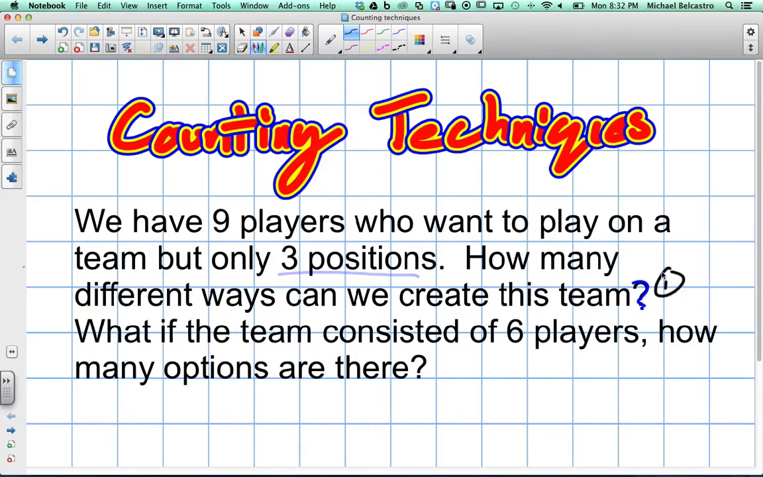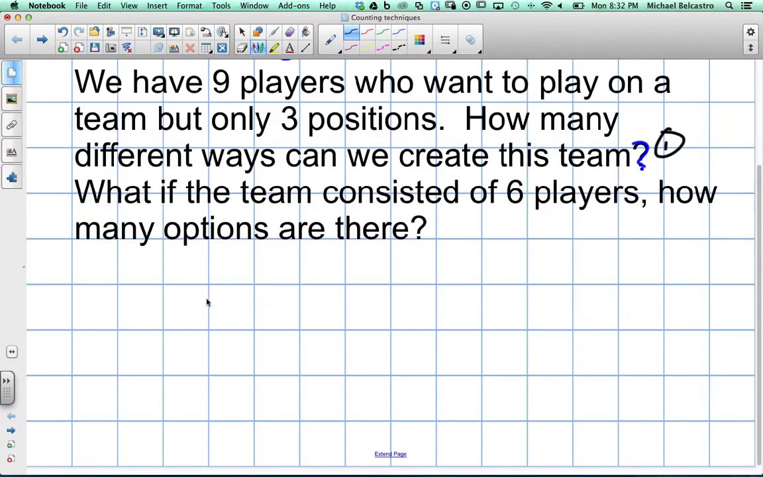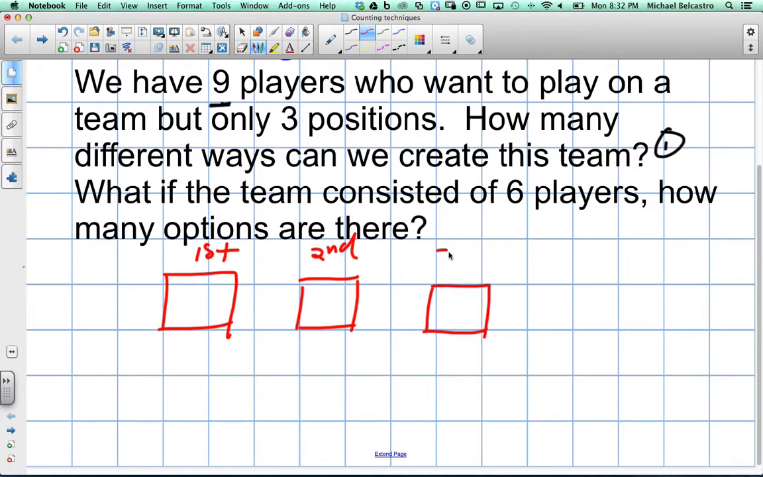So we'll call this number 1. We'll build kind of a tree diagram to help us with this. It said we have 9 players, right? So 9 players. So we have 3 positions, and actually we'll set those up as blocks. So we'll call this our first position, our second position, and our third position. Okay, so I'm not sure what kind of sport team this is, but we can only take 3. We have 9 guys who want to play, or 9 girls who want to play. So how many options do we have for the first position?